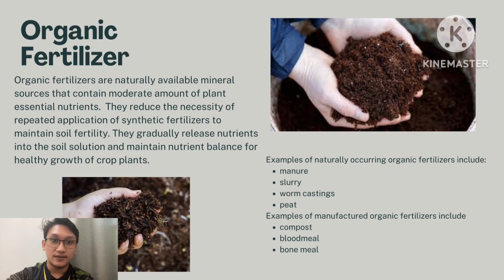Additionally, organic fertilizer can provide plants with important micronutrients, including iron, calcium, and magnesium, that are essential for plant growth and health. Examples of naturally occurring organic fertilizer include manure, slurry, worm casting, and peat moss. Examples of manufactured organic fertilizer are compost, blood meal, and bone meal.